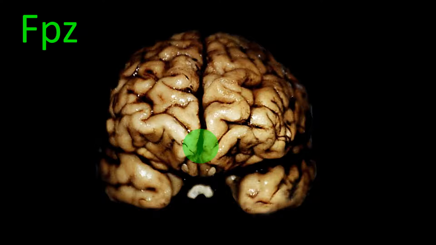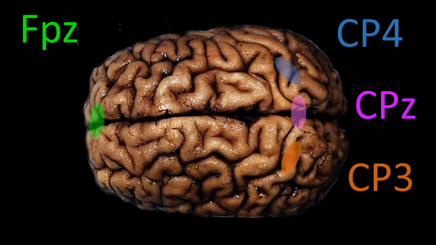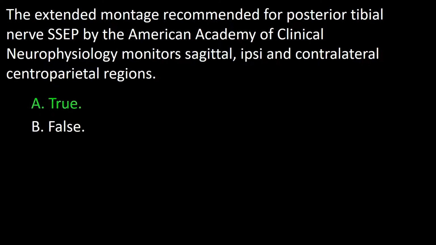In this frame, I am displaying the position of FPZ in relation to the brain. And I am doing the same thing here for CP4, which corresponds to either CPI or CPC depending on the site of the stimulus, CPZ, and CP3, that could, I hope it's obvious to you, be either called CPI or CPC. The last three electrodes become important when the P37 peak is not detected at the expected location, which is the ipsilateral centroparietal region, that is ipsilateral to the stimulus. So the answer to this question is A.